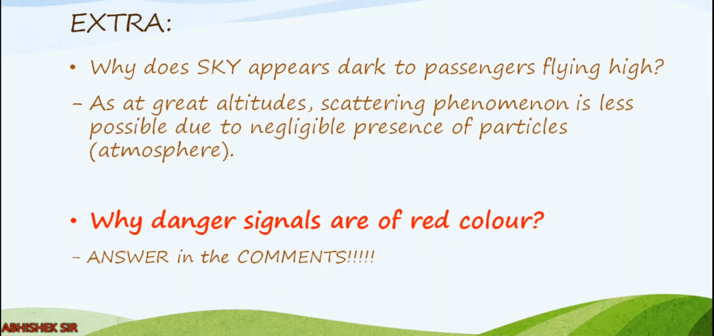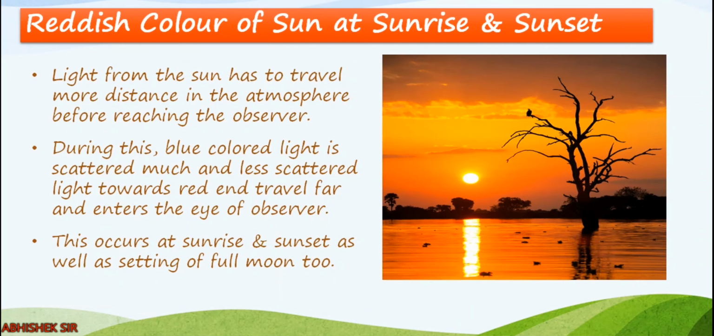Now one question I'm leaving for you, also given in the textbook. Find out the answer and write in the comments why danger signals are of red color. Why are danger signals chosen specifically, why are they red? So I am expecting this answer in the comments. You have more questions, wait for it.